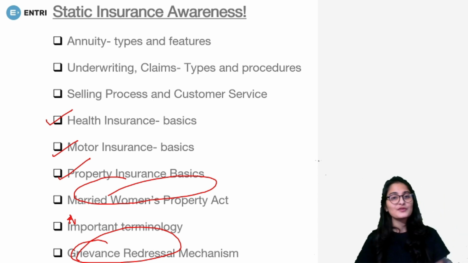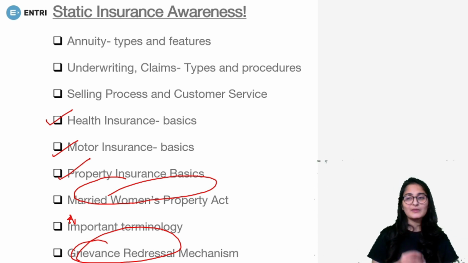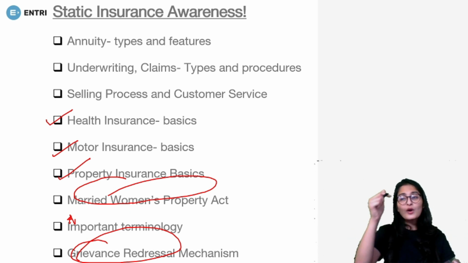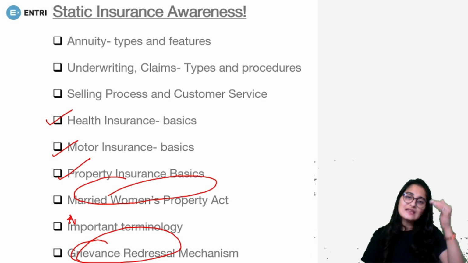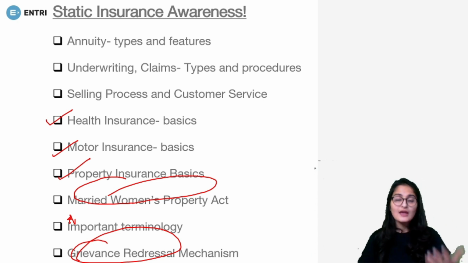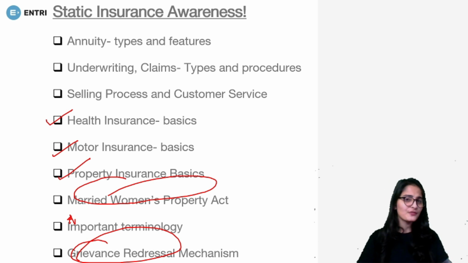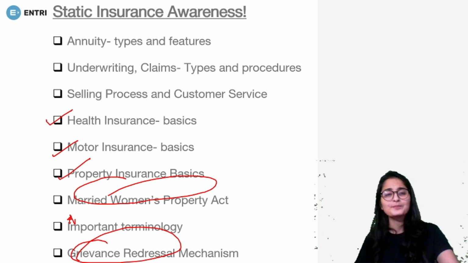So if you're talking about the procedure like claims, what kind of claims can be done? What is the procedure for a claim? So what procedure is followed? You have to know step by step for that, because they can ask you which of the following is wrongly placed, or various forms of question can be framed on that, right?